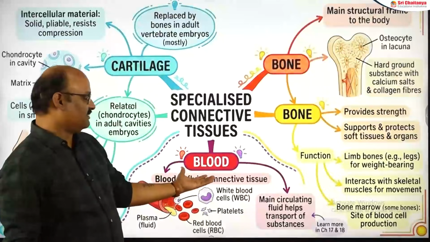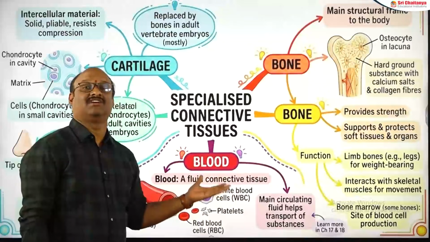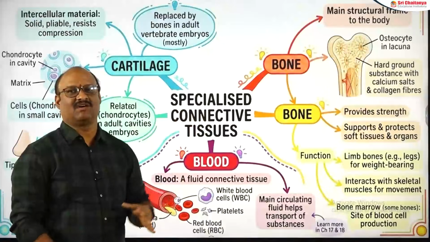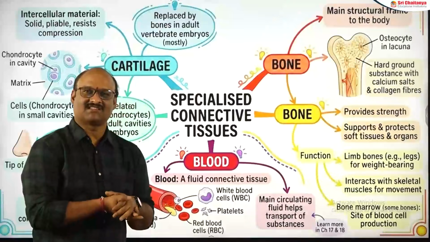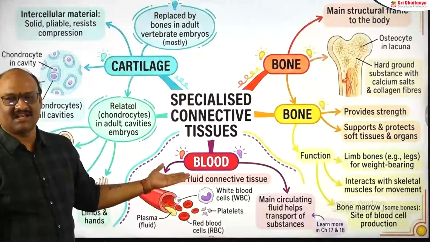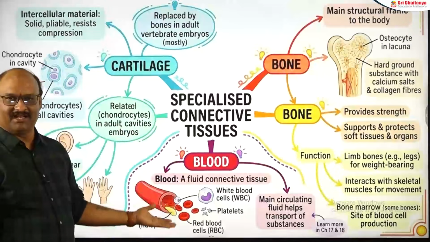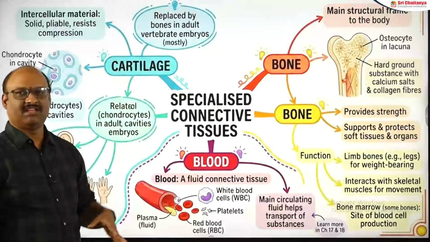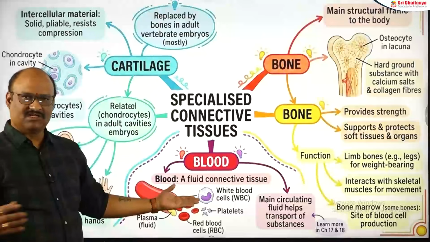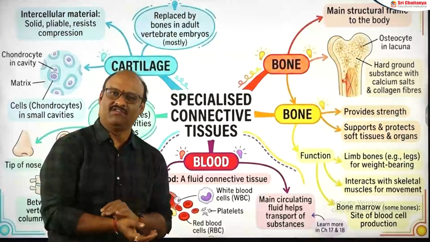Then the blood is called a fluid connective tissue because it consists of gases, liquids and solids. We have different types of gases like carbon dioxide and oxygen, solids like the blood corpuscles, such as RBCs, WBCs and platelets, and the liquid, the fluid part of the blood, is called plasma. You will study this blood in detail in body fluids and circulation.